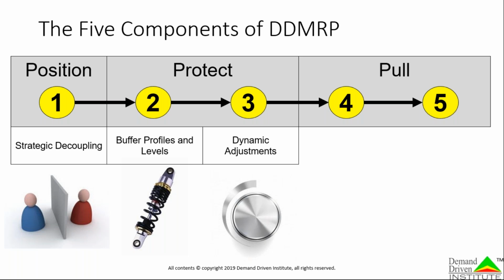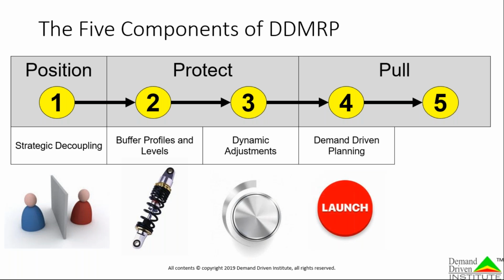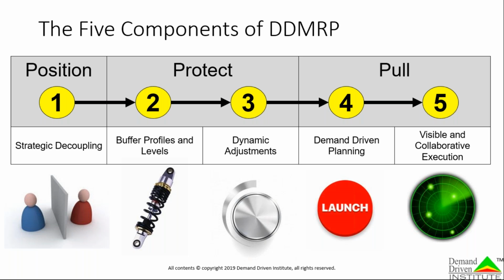Once we have positioned and protected, then we actually get to the execution element, the pull, the mechanism itself. So we have what we call demand-driven planning. And in DDMRP, we carefully separate planning activity and execution activity. Planning for us is simply the notion of generating supply order requirements. And visible and collaborative execution is the management of those open supply order requirements, all of which relates back to the integrity of the strategic decoupling point.